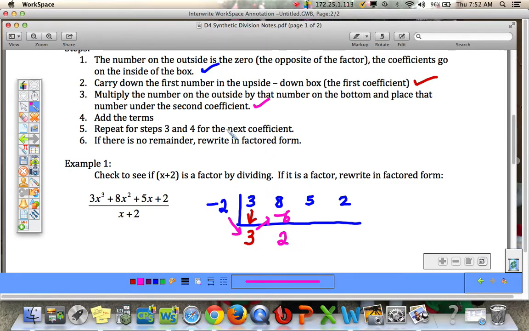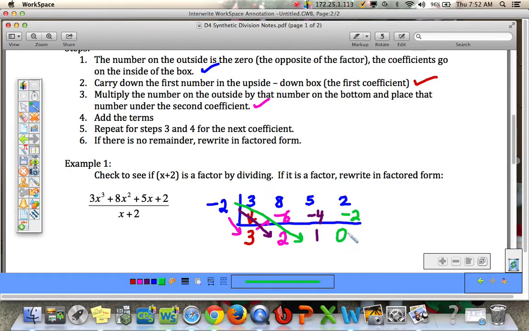Then we're going to repeat the steps for 3 and 4 for the next coefficient. So we're going to multiply negative 2 times 2, which is negative 4, put it here, and add. We'll get a 1. Then we're going to put it here, we're going to multiply negative 2 times 1 is negative 2, and we're going to add, and we get 0. If there is no remainder, which means there's a 0 here, you're going to rewrite it in factored form.